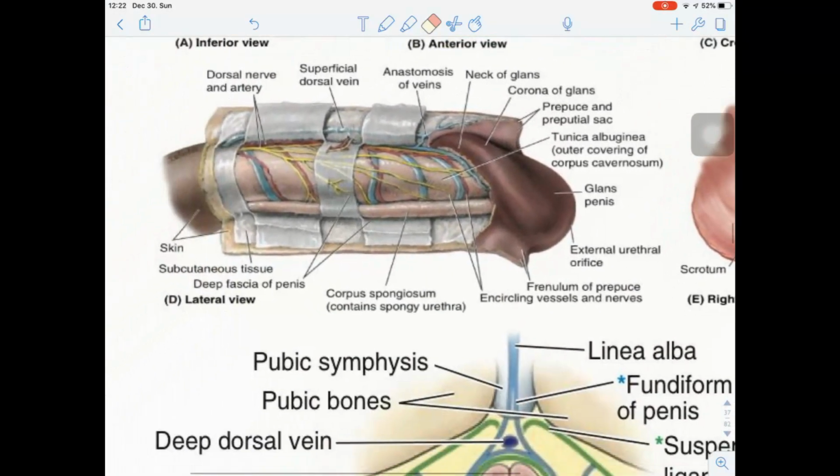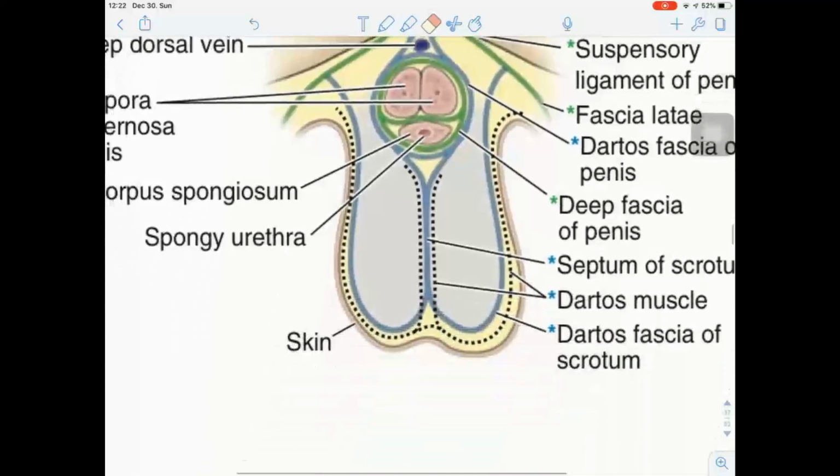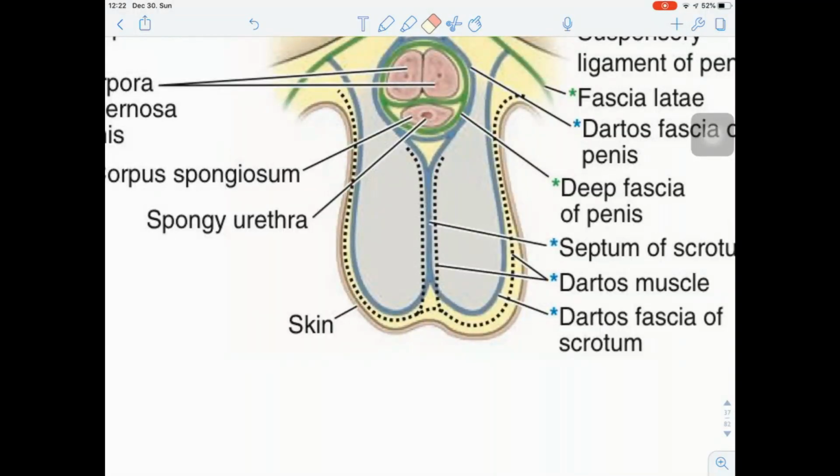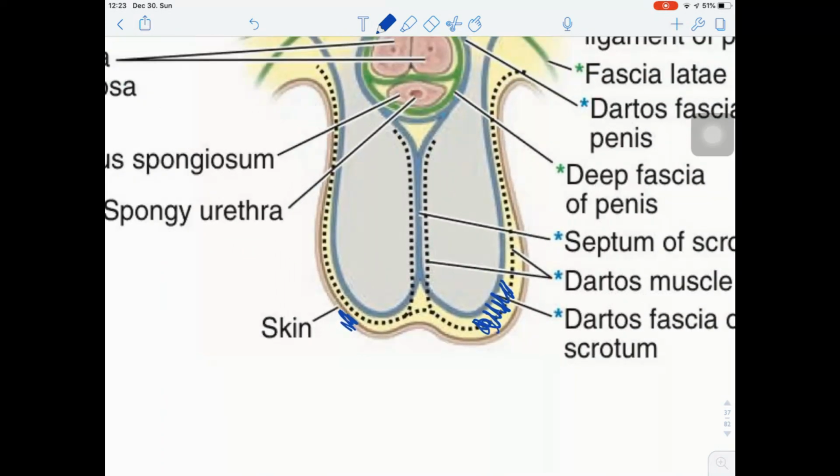And the other thing is that deeper to the skin of the scrotum, here you see the skin of the scrotum, deeper to that you haven't got much fat, but instead you've got a fascia which is called dartos fascia, which contains dartos muscle. All right? So you have the skin of the scrotum, then dartos fascia and dartos muscle.